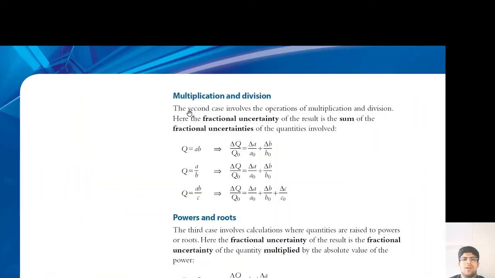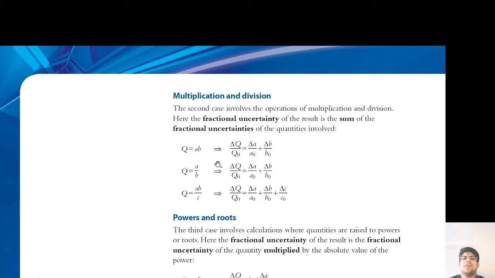Now, here comes multiplication and division. This second case involves the operation of multiplication and division. Here, the fractional uncertainty of the result is the sum of the fractional uncertainties of the quantities involved. Okay, so like here, the fractional uncertainty of the result is the sum of the fractional uncertainties of the quantities involved.